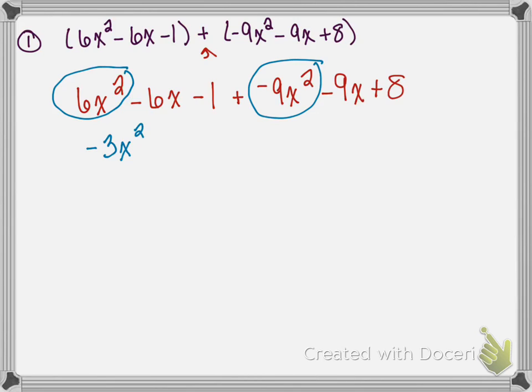Okay? Now I've got negative 6x, negative 9x. That's negative 15x. Then I have negative 1 and positive 8. And that gives me positive 7. So I have combined like terms and I've simplified here. Okay? Can I go to the next one?